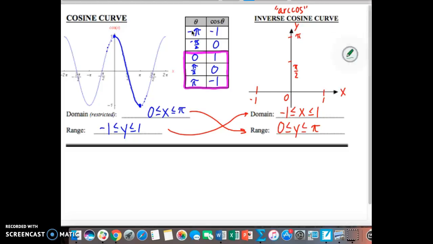Now plotting points. Instead of having a point at 0, 1, we'll have a point at 1, 0. We'll have a point at 0, pi/2, and we'll also have a point at -1, pi. Connecting these points gives us our inverse cosine curve.